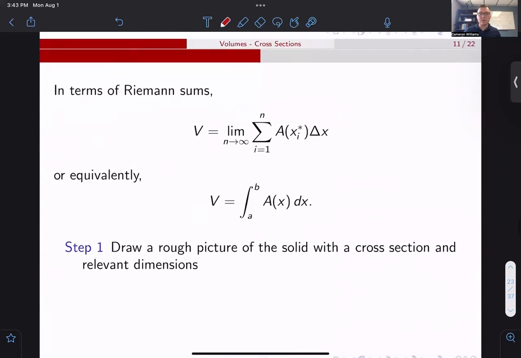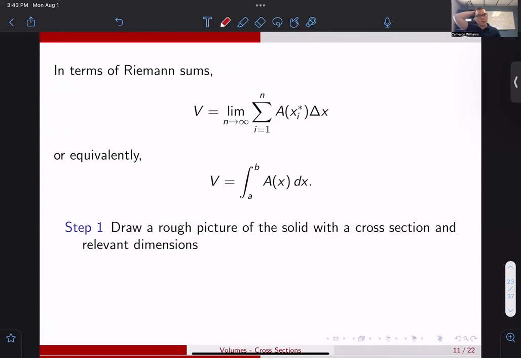Now I have some steps I like to follow for doing these problems. One, I like to draw a quick sketch of the solid and a cross-section with all of the relevant dimensions. So, if it's a sphere, put the radius of the sphere on there. If it's a cone, put the base radius, put the height. And also do the same thing for your cross-sections. Depending on what your cross-section is, if it's a circle, you should probably put your little radius for your cross-section. Or if it's a square, put your side length on there.